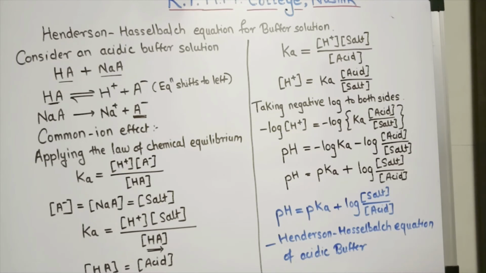So now what is the need of the Henderson-Hasselbalch equation? The Henderson-Hasselbalch equation is used to calculate the pH of the acidic buffer solution. By using this equation, we can calculate the pH of an acidic buffer solution.